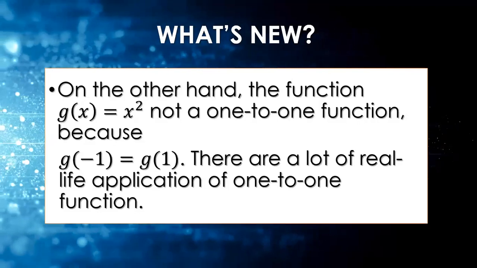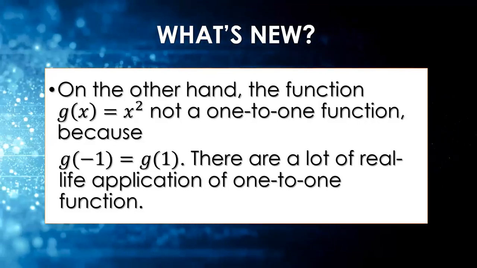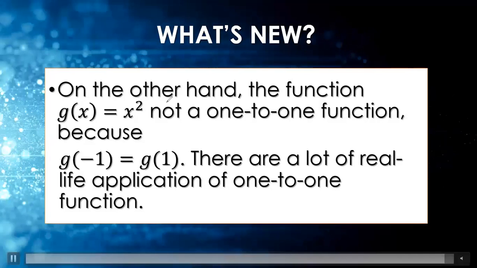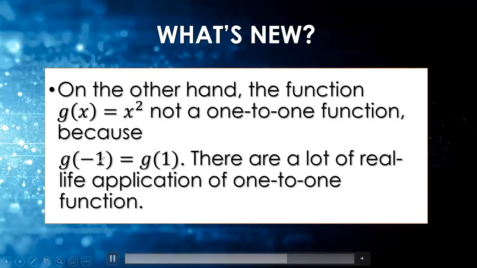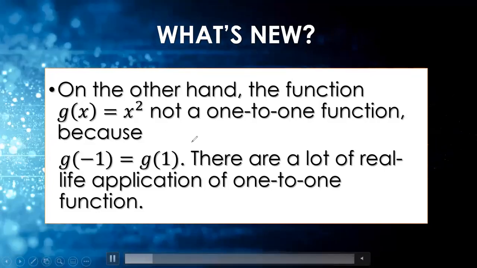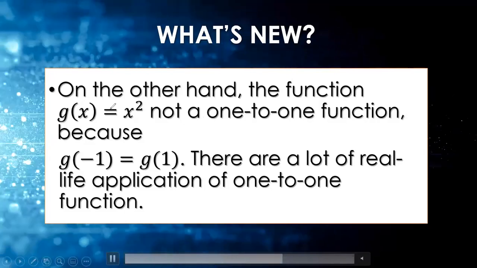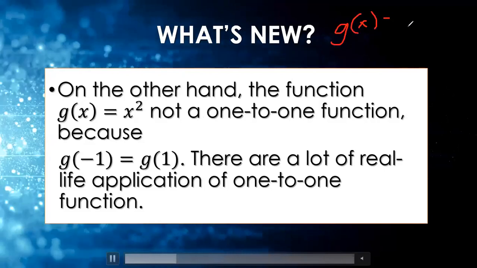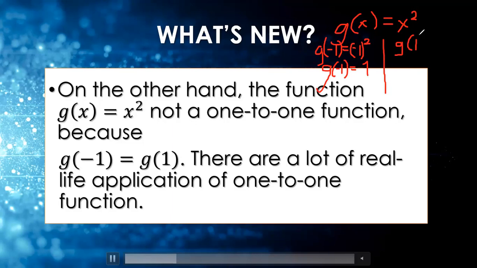Okay, now on the other hand, the function g of x is equal to x squared is not a one-to-one function. So, bakit po? Okay, since for negative 1 and 1, substitute natin, no? Yung negative 1 at saka 1 kay x squared. So, kunin natin. G of x is equal to x squared. Okay. For g of 1 or g of negative 1, so negative 1 square natin. So, ano pong sagot kay g of negative 1? That is 1.